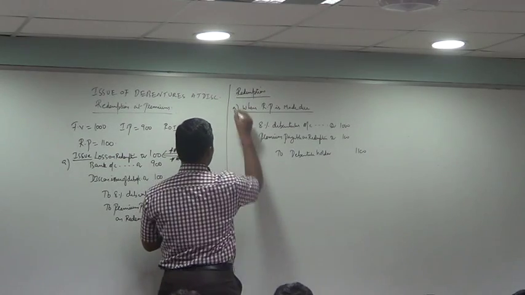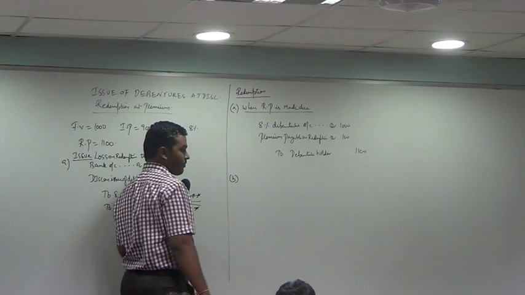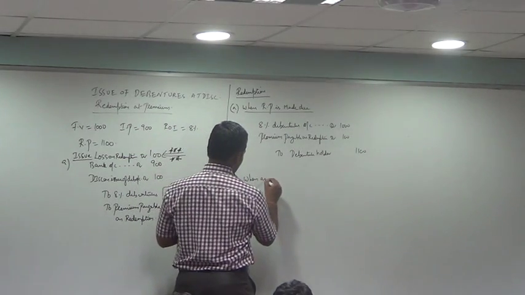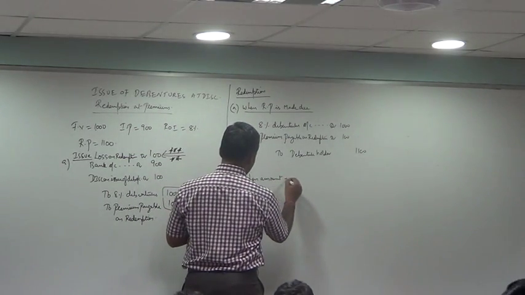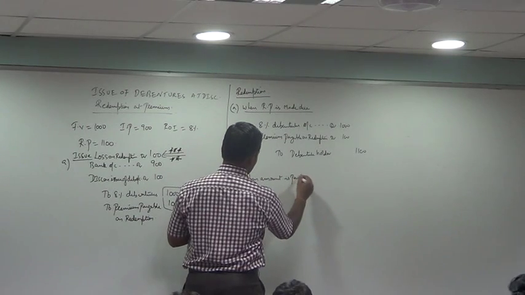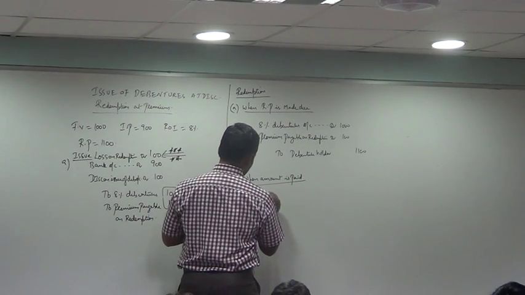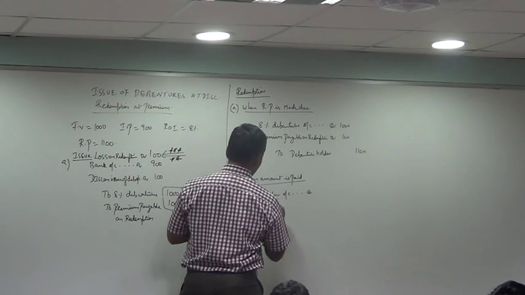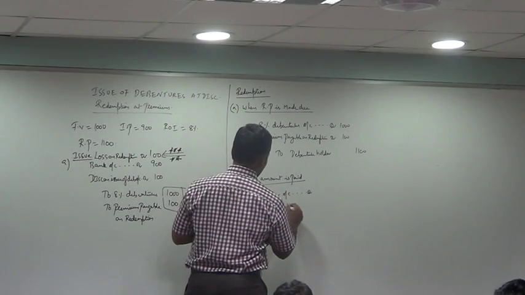B. When the amount is paid, what is the entry? Debenture holder account debtor to bank account.